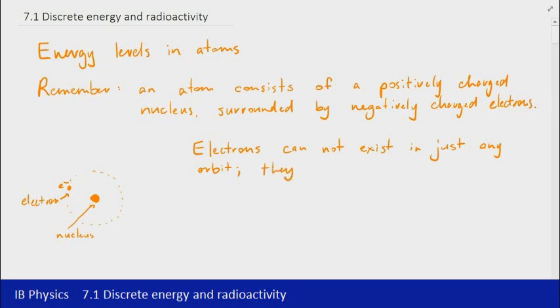So those orbits don't exist at just any radius around the nucleus. They exist only in specific orbits, and those orbits have a certain amount of energy associated with them. And that's where we get the term energy levels.